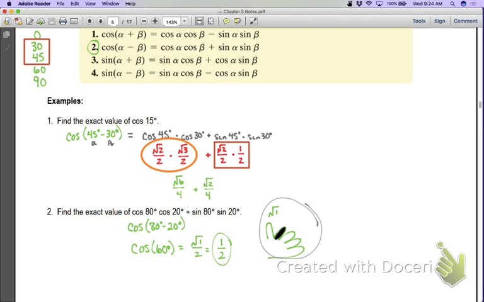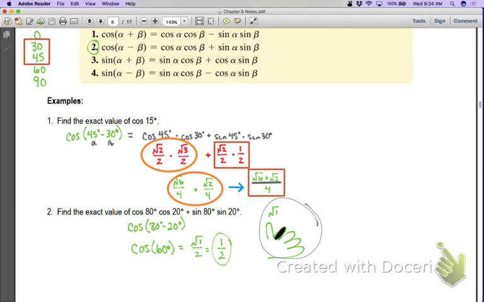So whenever I write this, I'm okay with you writing it as the square root of 6 over 4 plus the square root of 2 over 4. I'm okay with you having this here. You could also write it as square root of 6 plus the square root of 2 all over 4. Both of these values work.